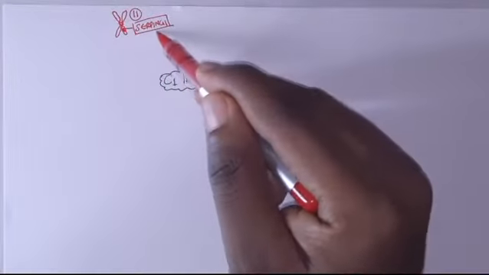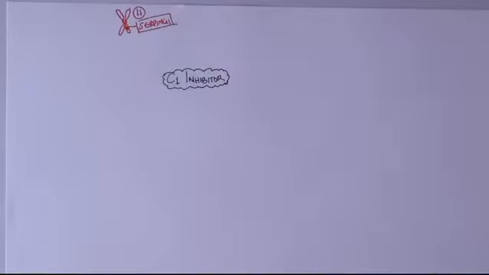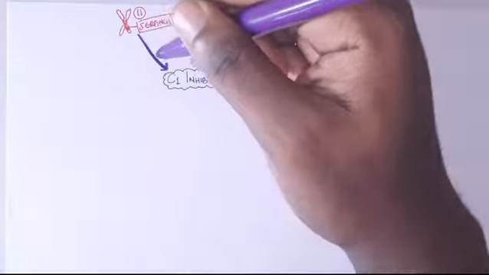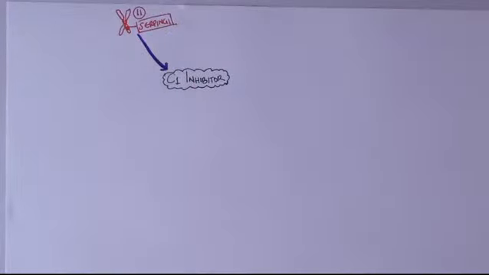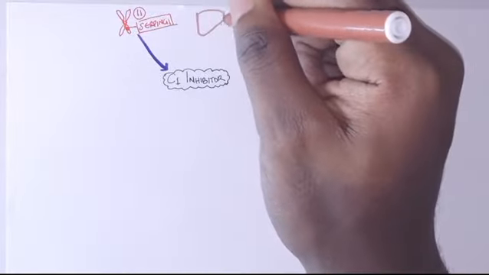Hi. So today we'll be talking about hereditary angioedema. Here we see the diagrams of the C1 inhibitor and the gene. It's located on chromosome 11. The gene is known as the SERPING1 gene.